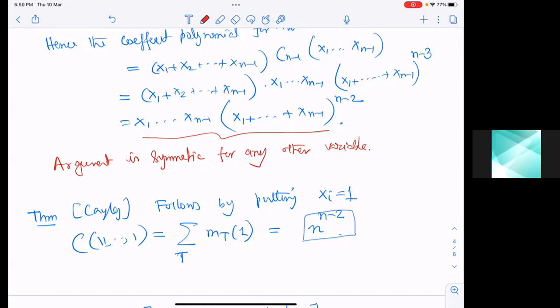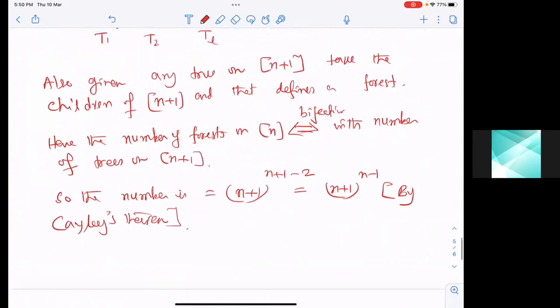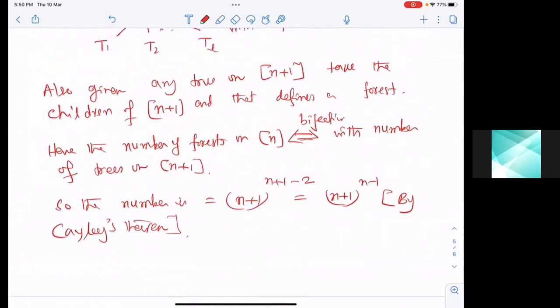Sir, I have a doubt in the last thing you proved. The last bijection you showed: the number of forests on n vertices has a one-to-one correspondence with the number of trees on n plus 1 vertices. Shouldn't the bijection be between the number of forests on n vertices and the number of rooted trees on n plus 1 vertices? Not rooted trees, because for any tree on n plus 1 vertices you can unofficially think of n plus 1 as root and collect its children. That defines a forest.